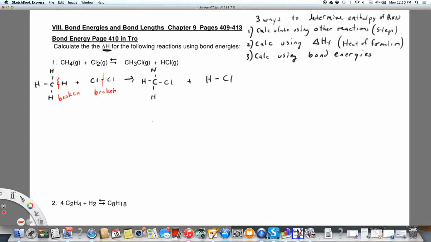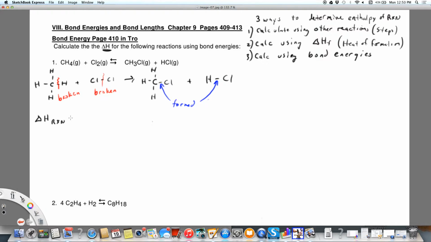You should remember that it requires energy, that's an endothermic process. Over here, this is the only bond that's formed in this particular molecule. We broke this one and formed this. And then this bond, HCl, is also formed. So we have some bonds that are broken and some that are formed.